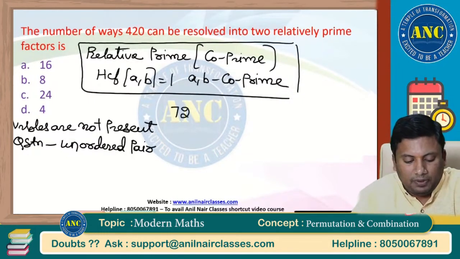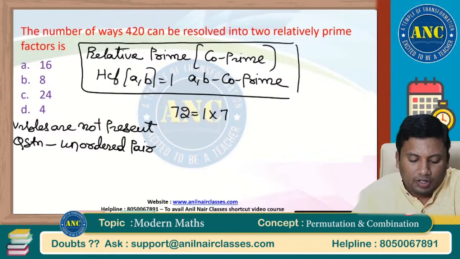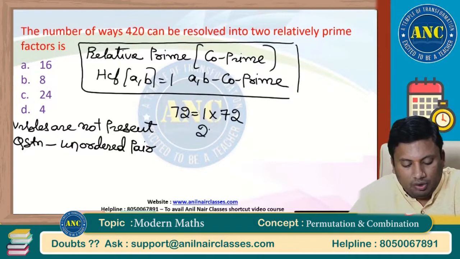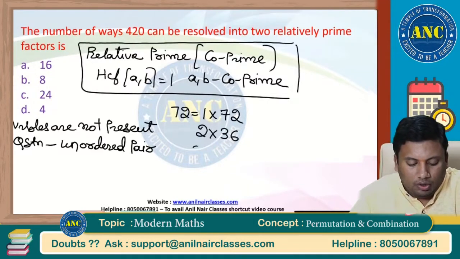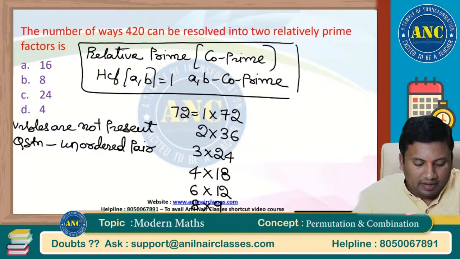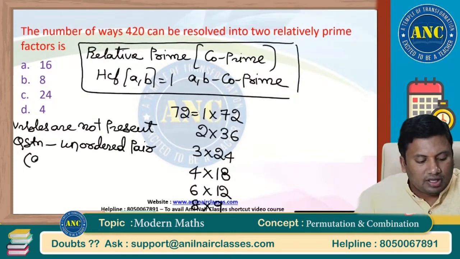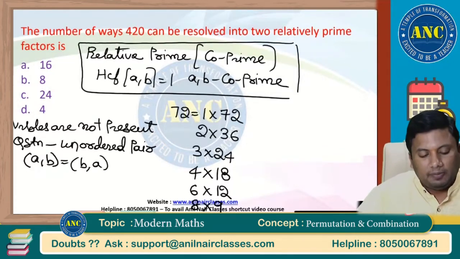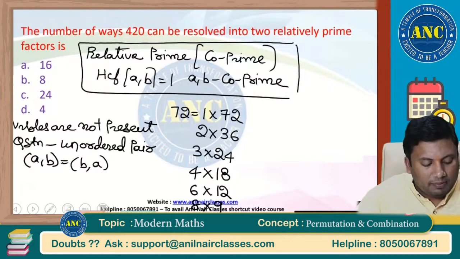For example, 72 is there. Let me write it down as a product of 2 numbers, then I will pick the 2 co-primes. 2 into 36, 3 into 24, 4 into 18, 6 into 12, 8 into 9. Reverse cannot be taken, because in an unordered pair, A comma B is equivalent to B comma A. Order does not matter here.